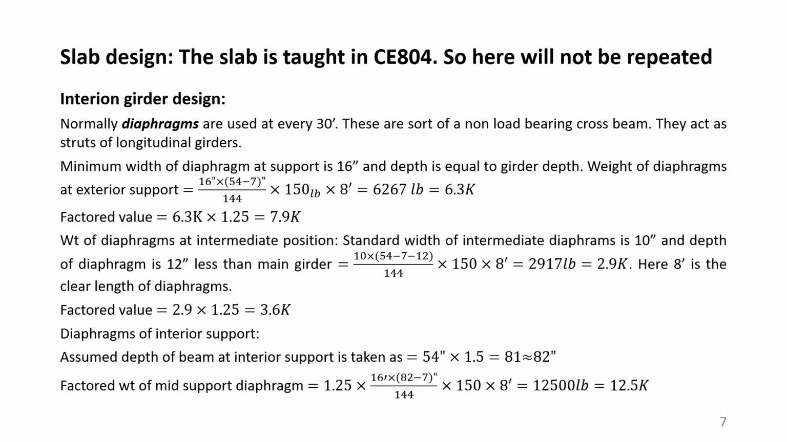Now, the factored weight of the middle support diaphragm. We are calculating the diaphragm weight. 1.25 is the dead load factor, 16 is the width, and 82 minus 7 is the depth of the diaphragm, where 7 goes for the slab, divided by 144 and multiplied by 150, the unit weight of concrete, and 8 foot is the length of this diaphragm from out to out of beam. That is 12.5 kip.